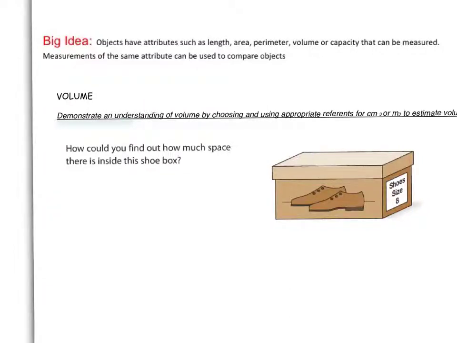All right, continuing with our big idea, objects have attributes such as length, area, perimeter, and volume or capacity that can be measured, and measurements of the same attribute can be used to compare objects. Today we're going to talk about volume and being able to figure out that we can compare two shapes using volume. Now, volume is a little bit different than area and perimeter because it's no longer working with a flat shape. It is now working with a 3D shape.